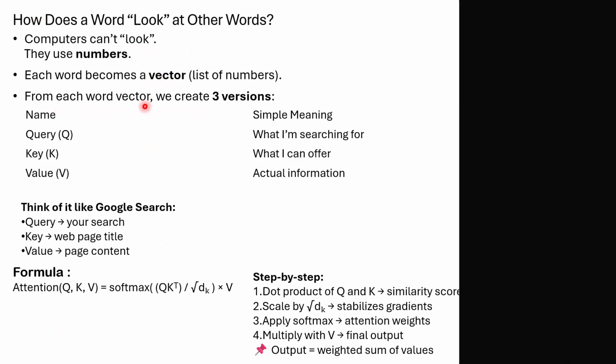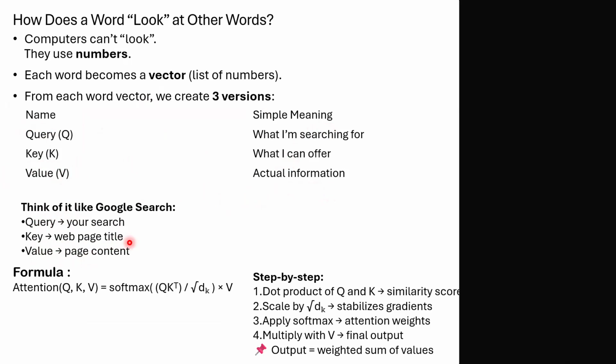From each word vector, we create three versions. First is query. Query is what it is searching for, key is what it can offer, and value is the actual information. Think of it like a Google search. Query means we are searching in Google, key is like a web page title that we are giving, and value is the content that the Google search gives.